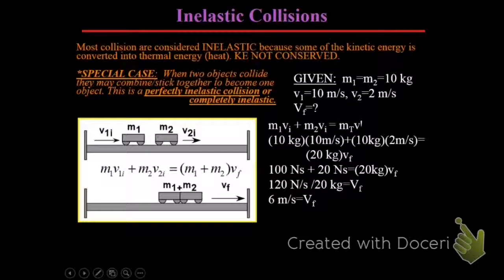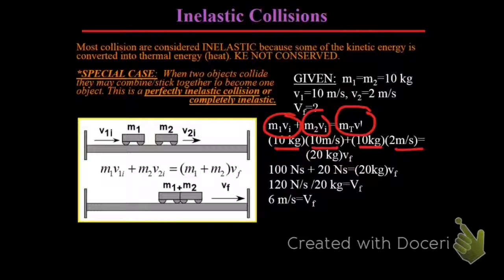So if we hash that out, we know that momentum is conserved. So the sum of the momentum will equal the new total mass times the new velocity. So 10 kilograms times 10 meters per second plus 10 kilograms times 2 meters per second equals 20 kilograms, their combined mass, times the final velocity. So you simply multiply, add, and then solve, and you'll find that the final velocity is 6 meters per second. And that's, again, just because of the conservation of momentum. The momentum they have individually is equal to the momentum they have after the collision when they're combined.